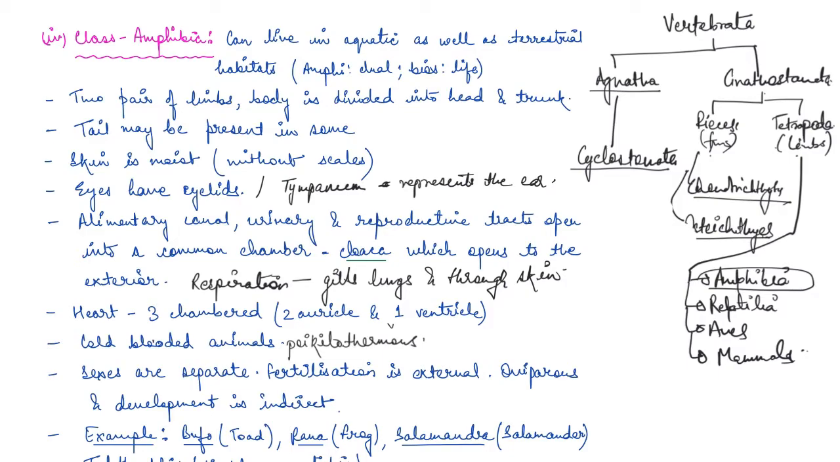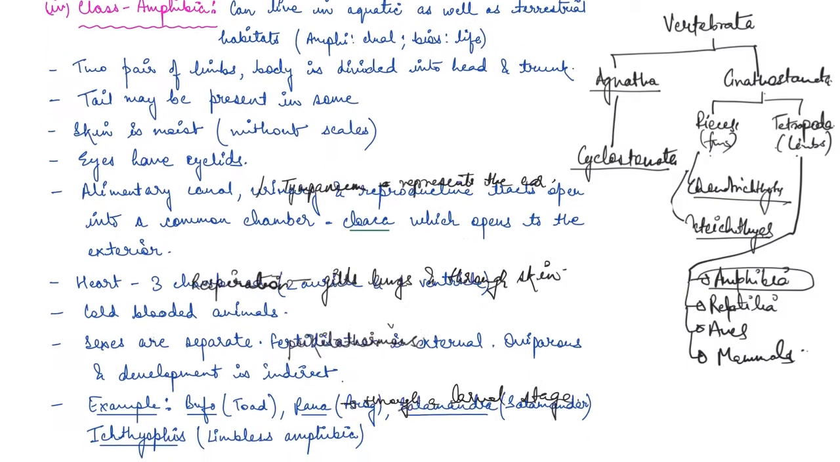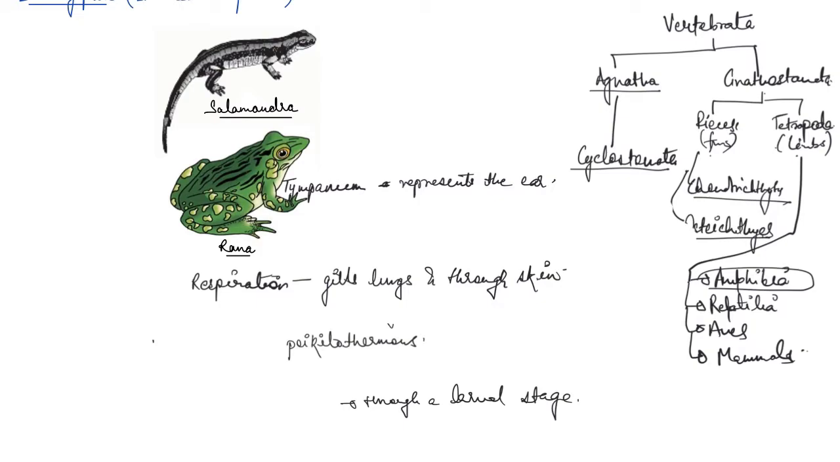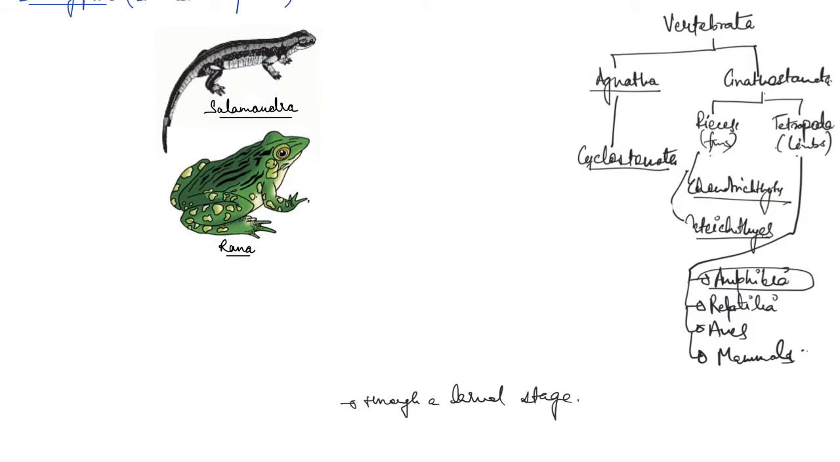Now the sexes are separate, so they have female and male organisms. Fertilization is outside the body, so that is external. They are egg-laying, they are oviparous, and development is indirect. That means development is through a larval stage. So at last let's see some examples as well. Like you have frog and salamander. You can see that there is a frog, there is a toad, there is a salamander. All are examples of the class Amphibia.